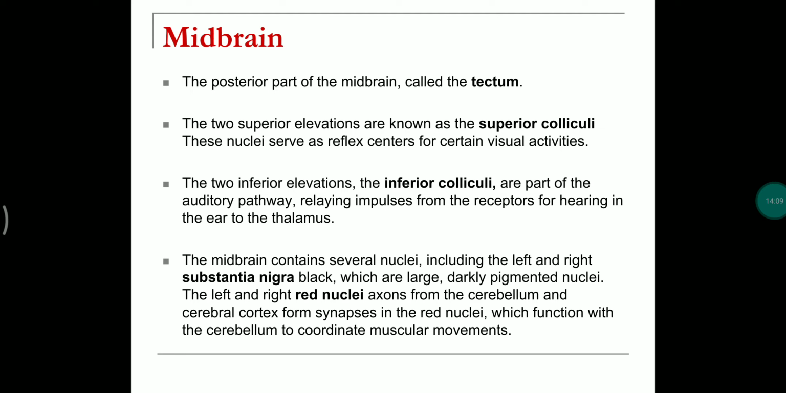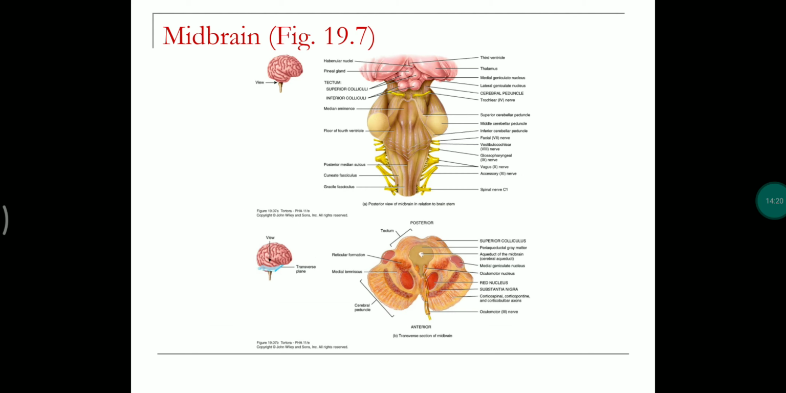The midbrain also consists of a small, darkly pigmented structure called the substantia nigra, which helps in the muscle movements of our entire body. So this is the structure of the midbrain.